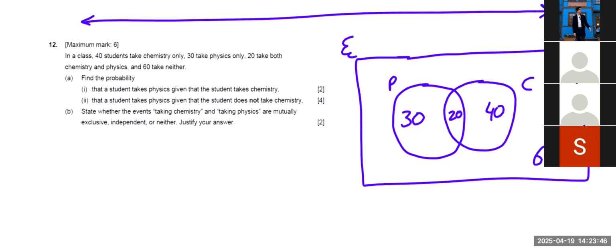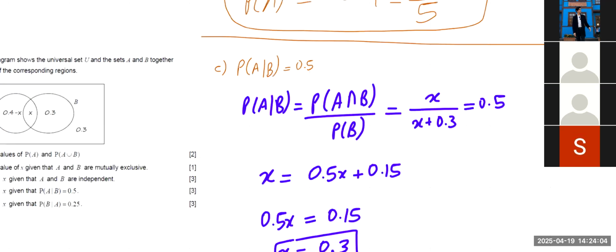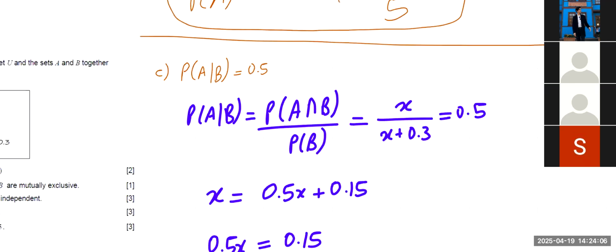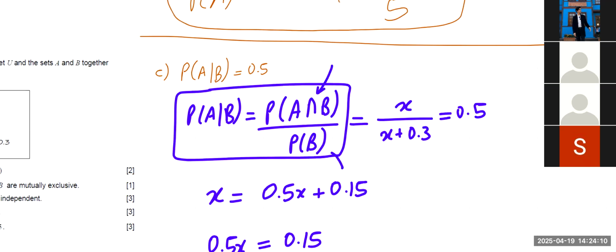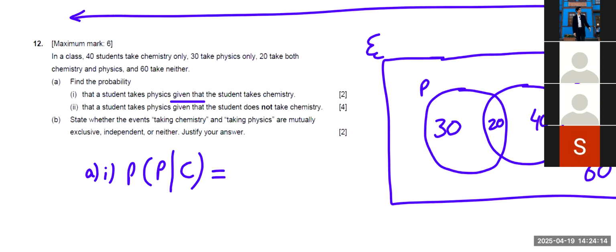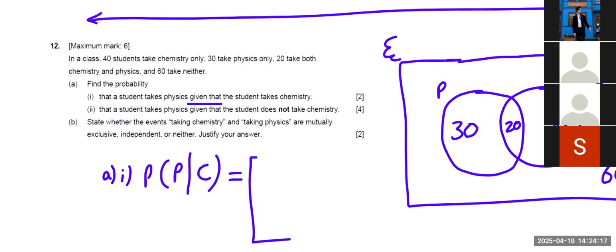The first part is the probability that someone takes physics given that he takes chemistry. So use the formula for conditional probability to tell me what I need to calculate. Don't tell me what the thing is, just tell me what it looks like in this form. What do I need to calculate here? Okay. So, Amy, try that. Tell me what the formula is going to look like.